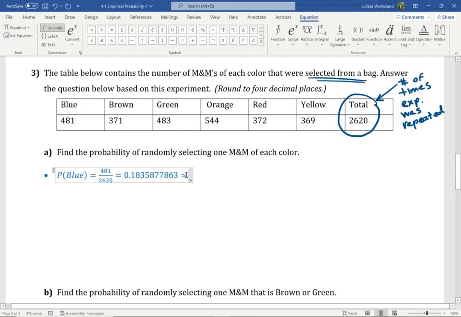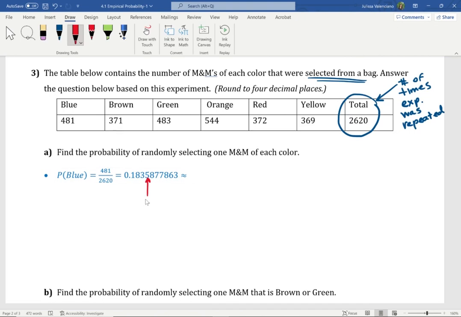Now let's go ahead and round. We're going to round to 4 decimal places. Let's put an arrow on the place value. We're looking at 5. The value to the right of 5, which is 8, is going to help us decide how we're going to round.